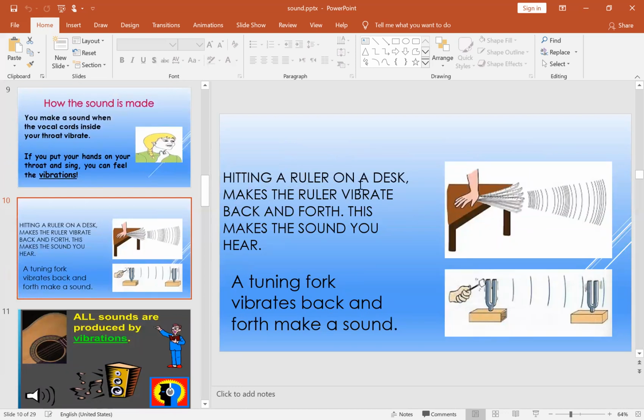Hitting a ruler on a desk makes the ruler vibrate back and forward. It makes the sound that you hear. Okay, you try to put the ruler here at the tip or at the edge of the table and hit it harder. It will vibrate and you will hear the sound. Also, the tuning fork vibrates back and forward. That causes the sound.